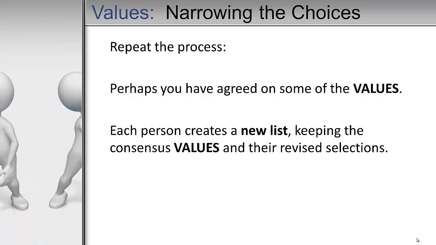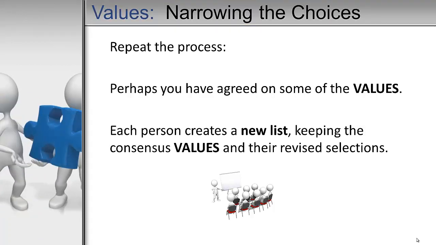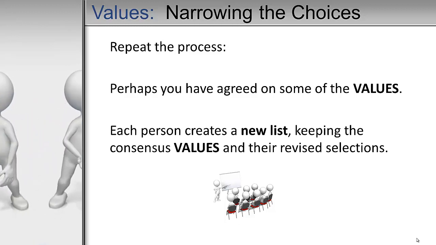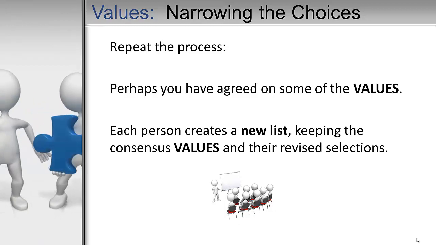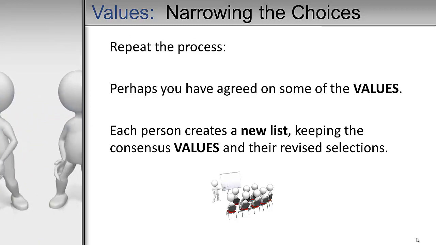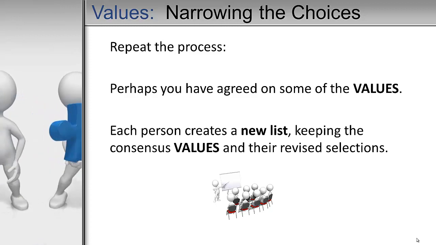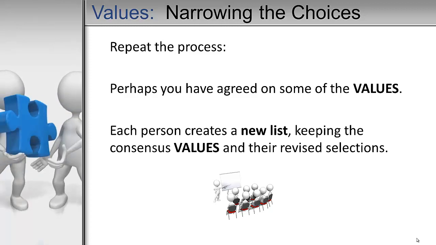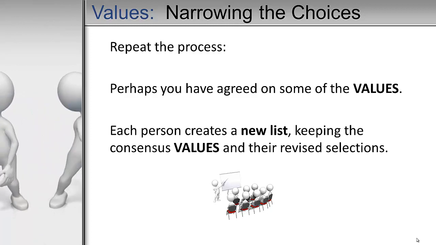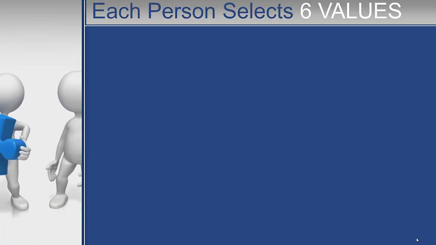Now, what's going to happen is you're going to repeat the process. So if you've agreed on a value, that becomes one of the core values. That starts off each person's list, and then they're going to create a new list, again looking at that same master list of words and keeping those consensus values, in other words, the ones that everyone had agreed on, and then their revised selection. So let's see what that looks like.